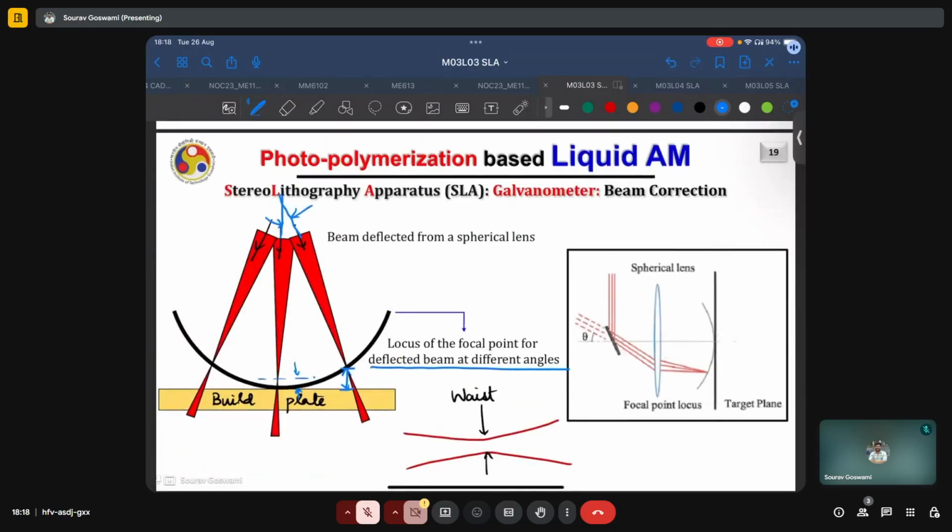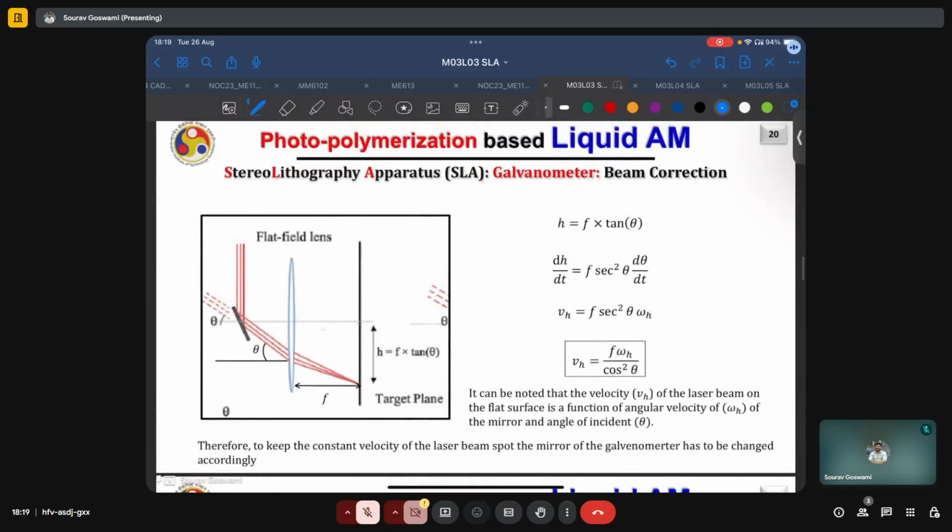Now, a few strategies to correct it is with the use of corrective lenses. One of them being the spherical lens, whereby we can locate the focal point. Then there is the flat field lens, where you have this incident ray of laser beams. They are reflected at some angle theta, and then using this flat field lens, they can then be focused onto the target plane at some focal distance f.